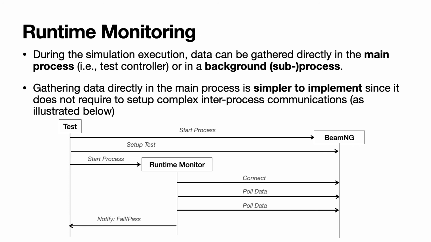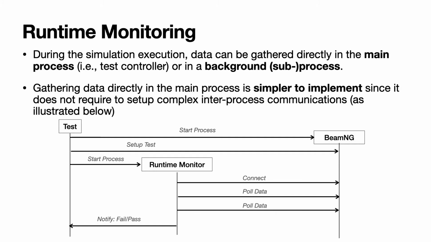Now, when it comes to gathering those data, one may argue whether it's cleaner or better to collect the data in a big loop inside the test execution, or use some sort of background process. Gathering data directly in the main loop is simpler to implement because we have only one thread. There is no complex setup or inter-process communication, while if we want to go for some sort of advanced monitoring, then we have to handle the situation illustrated in this sequence diagram.